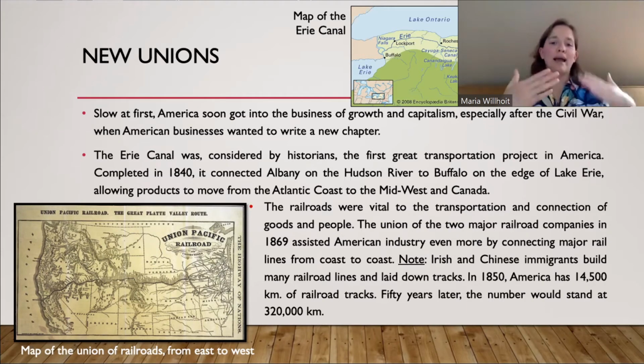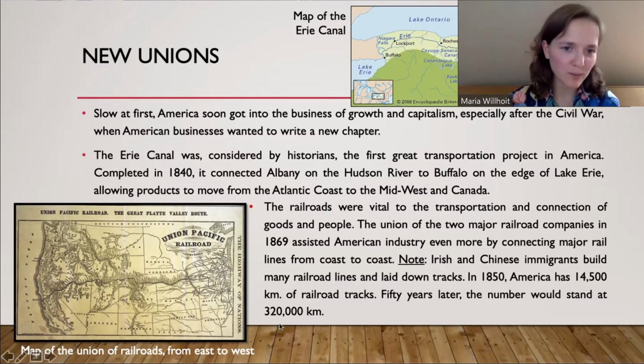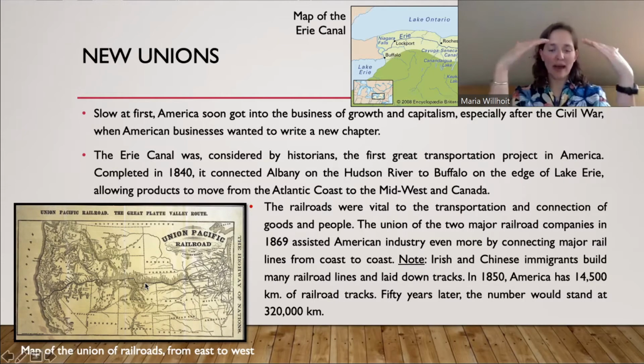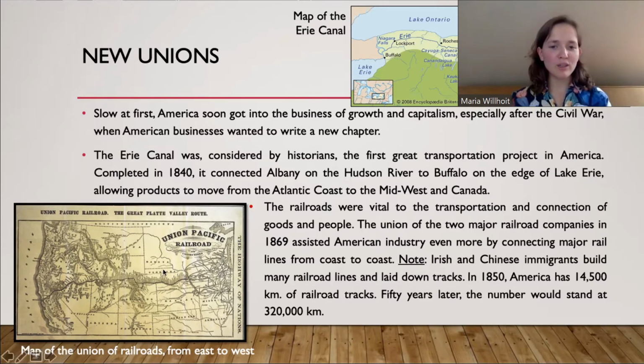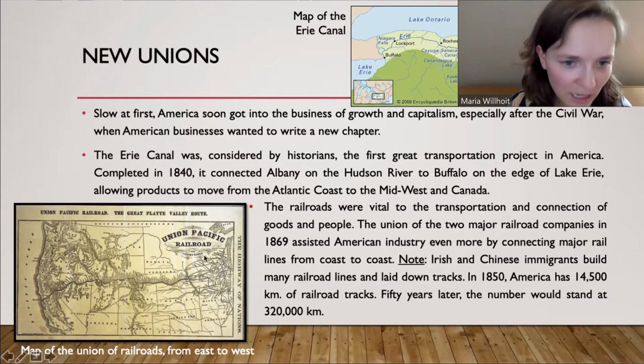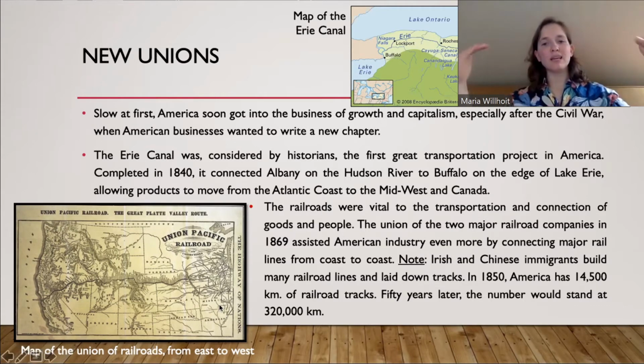And a big moment happened in American history in 1869 when the two major railroad companies, I don't know their names, but they're very important, the two railroad companies that connected from west to east and east to west, met in Utah. They met in Utah in 1869 around here, and they connected their railroad lines. And now you actually have, and this is a map, a complete connection of a railroad from one coast in America to another. So you can really say that America is now connected.